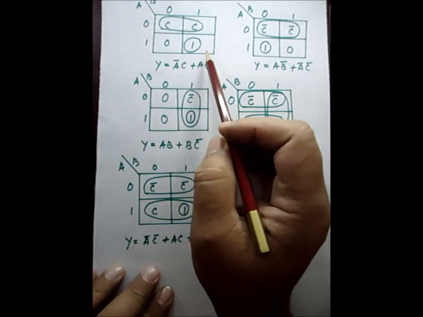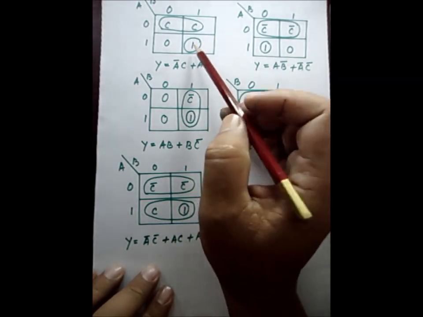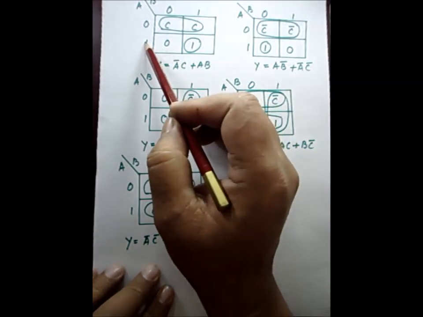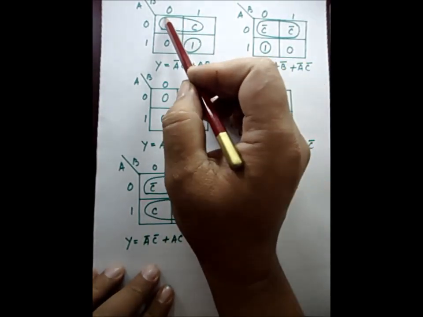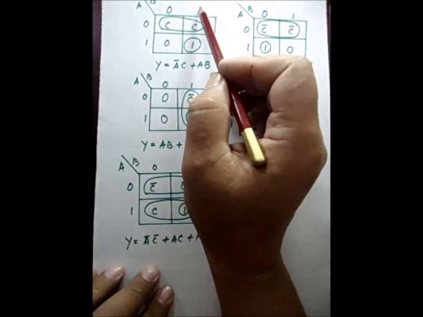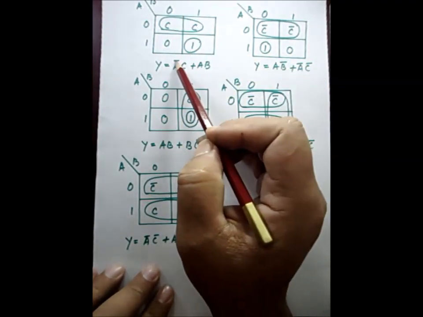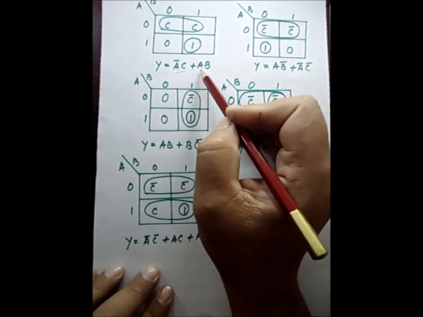The output, how the output is also coming, I want to mention here, because of group 1, that is A into B. And in this group, B bar and B get cancelled, therefore A bar into C. This is the A bar into C.